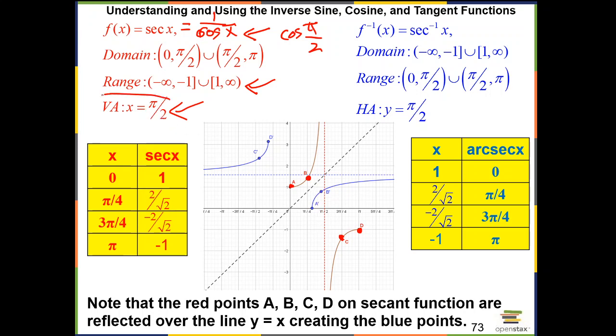And this vertical asymptote, which is at x equals pi over 2, this one right there, turns into y equals pi over 2, which is that one right there. And that's what the graph of secant inverse or arcsecant looks like.